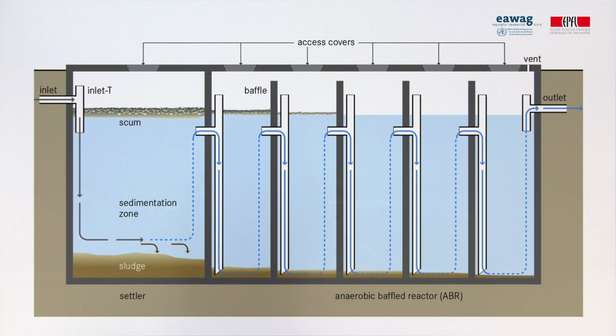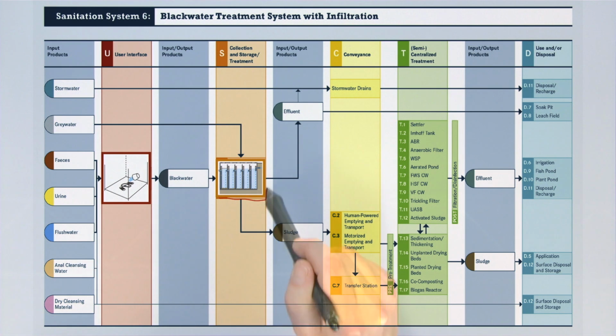Let's say that we're designing for a small group of houses and there's a little bit of space, so we want to install something that's a little bit robust that can handle the variation of the black water inflow, and we decide on an anaerobic baffled reactor. Here it is. We've selected it for this technology interface. The ABR creates two different products, the effluent and the sludge, which settles to the bottom.